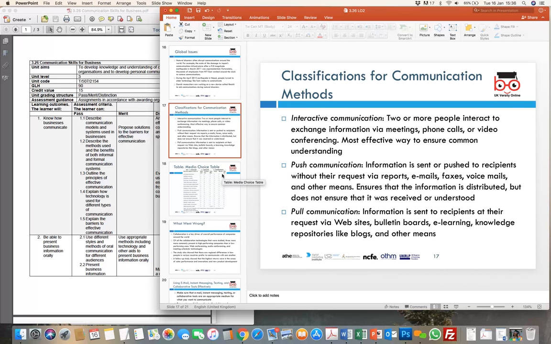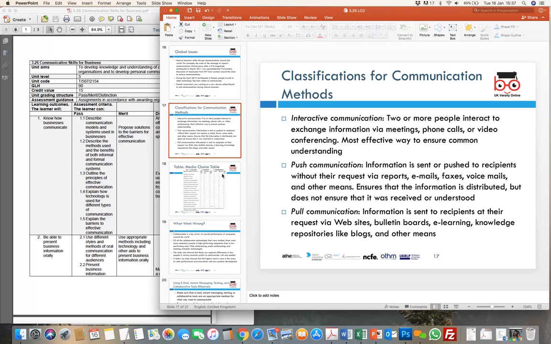Now the other bit that we see in terms of technology, especially with the coming of telecoms, is that there are lots of ways through which we can do communication using the medium of phone in particular. This would mean that the communication could be interactive. It could be a push communication or a pull communication.